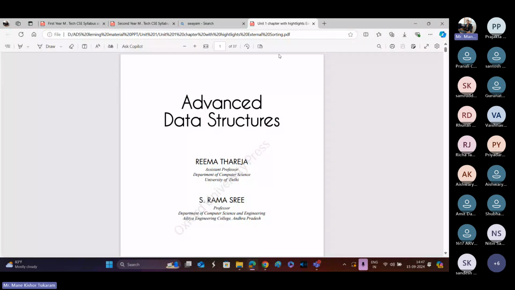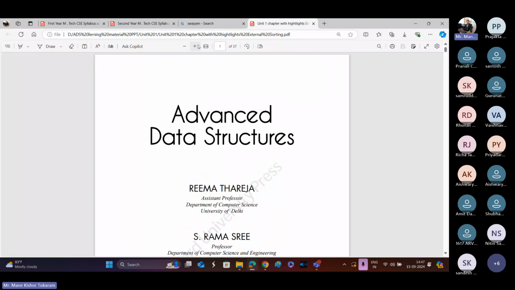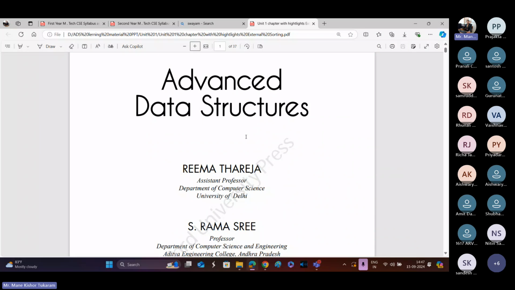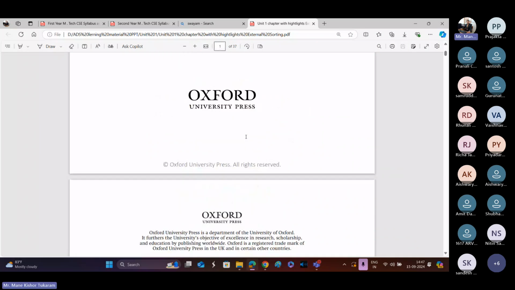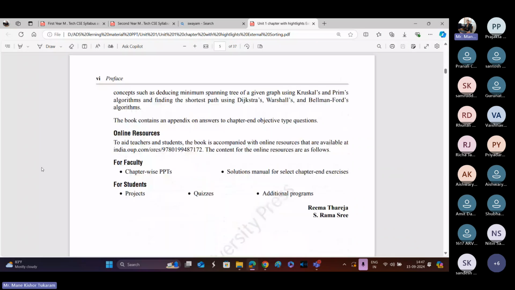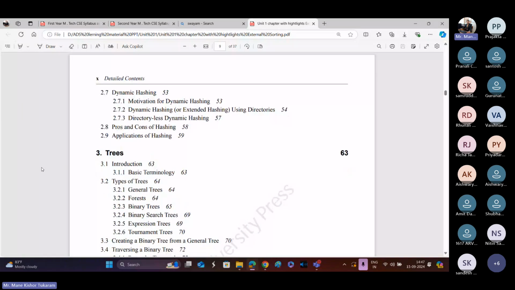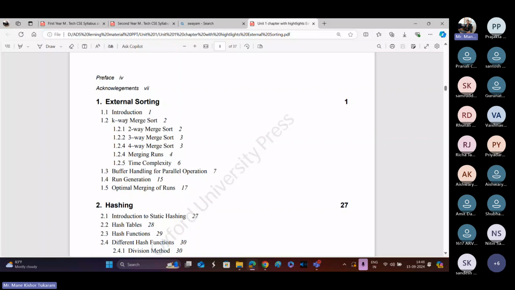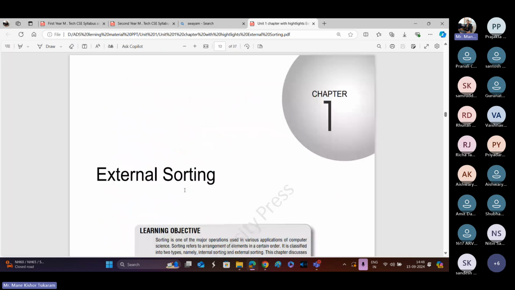So this is the book by Reema Thareja, Advanced Data Structures. This first PDF includes only one unit, related to external sorting. Inside external sorting, we will see the introduction, then k-way merge sort, two-way merge sort, three-way merge sort, four-way merge sort, merging runs, time complexity, buffer handling mechanisms, and run generation. Okay, let's see one by one.